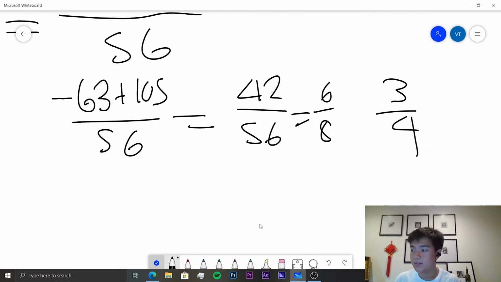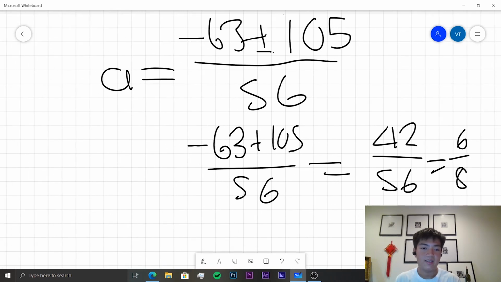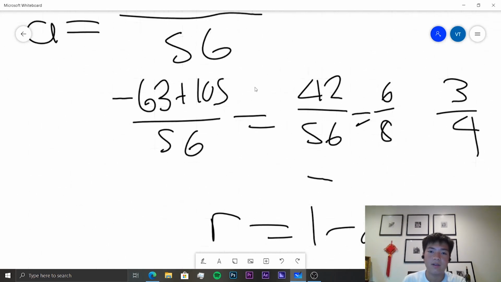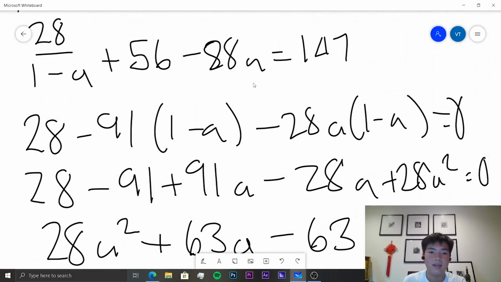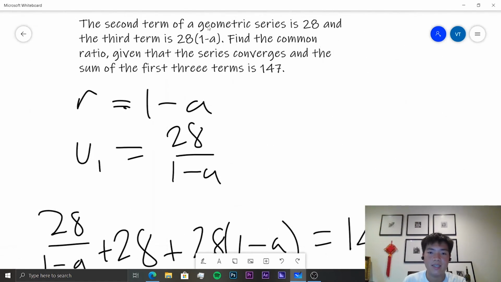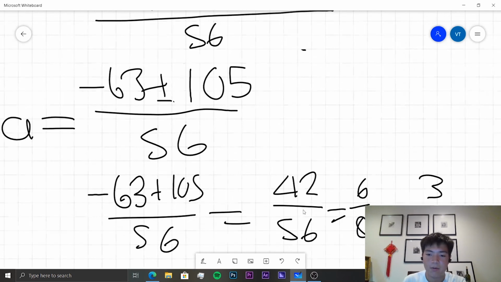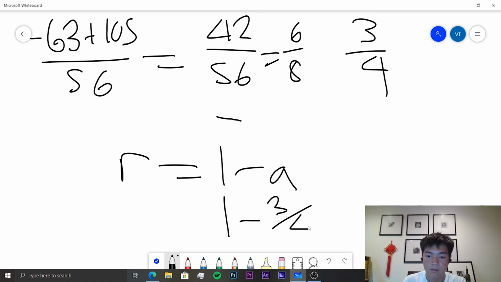Okay, it was a very long one. Remember this is a. So we remember that the common ratio is actually equal to 1 minus a. So we have 1 minus 3/4, which is equal to 1/4. So that should be the common ratio.